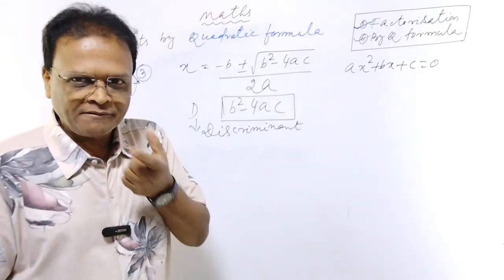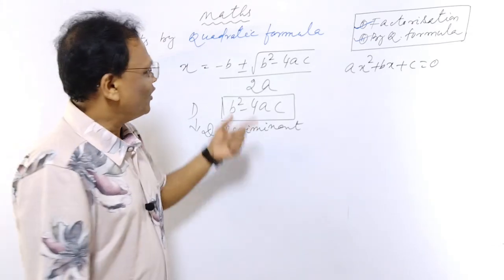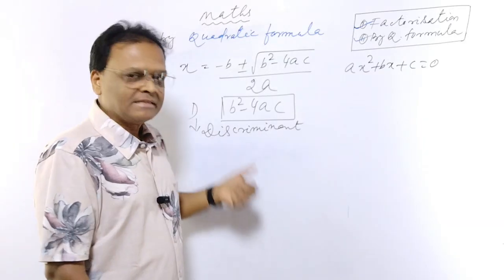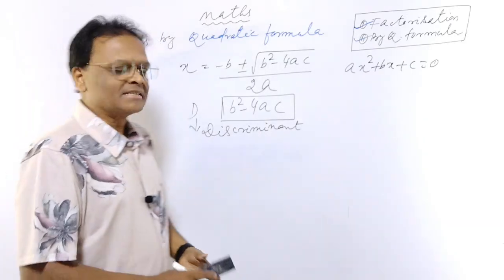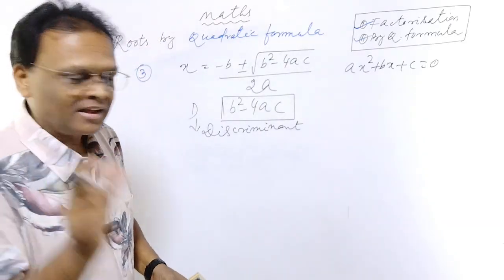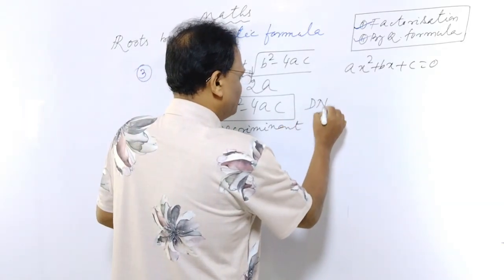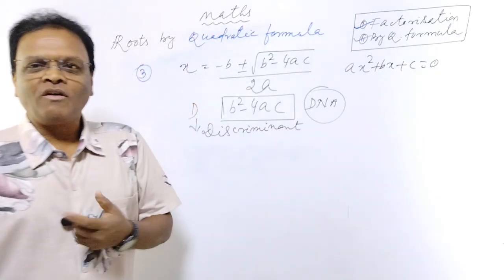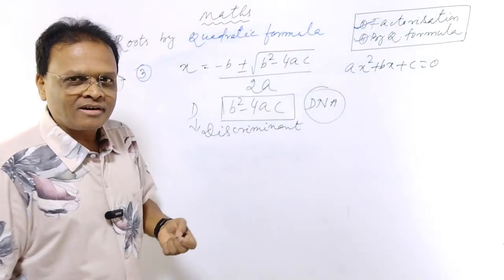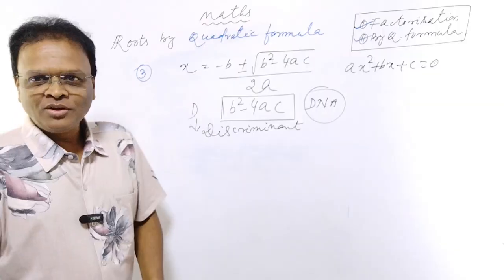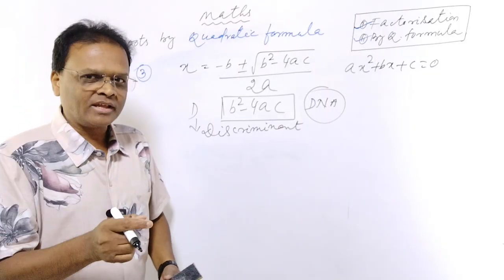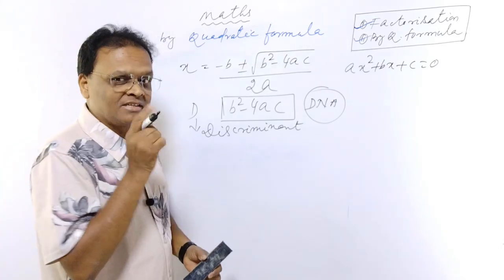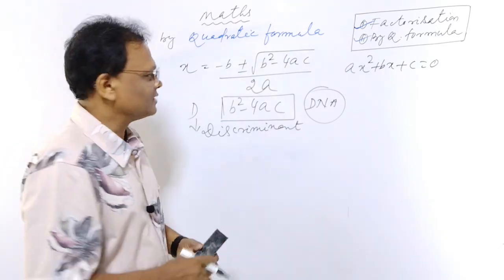So this is the deciding factor of any quadratic equation. What I can say is, this is not D, this is the DNA of the quadratic equation. That means what kind of nature that quadratic equation has, what kind of roots that quadratic equation has, this D will decide. Now how it decides, let's start.